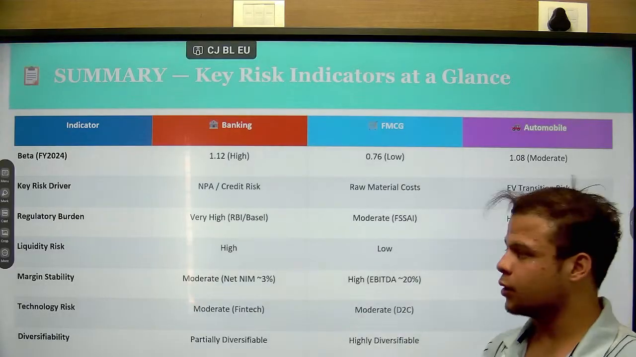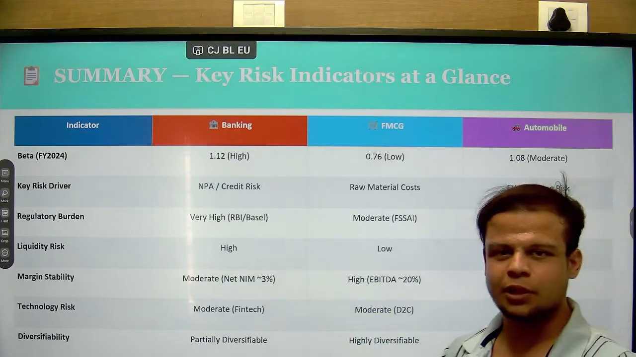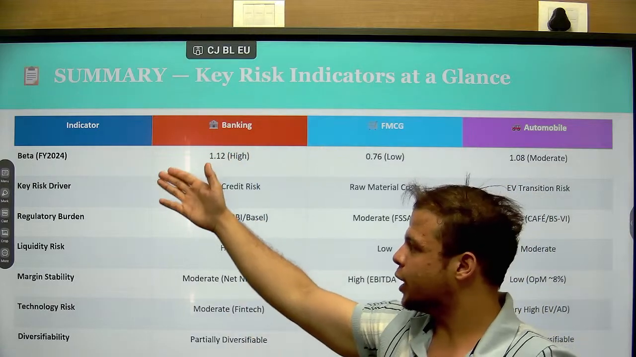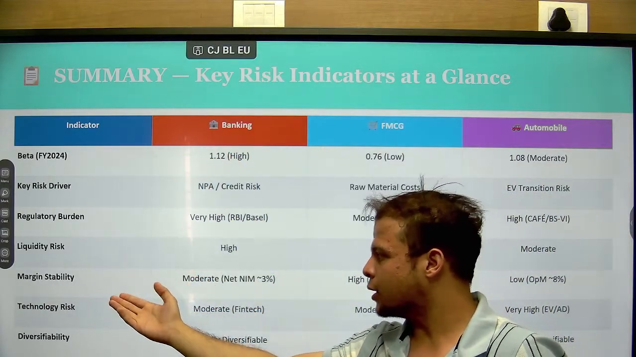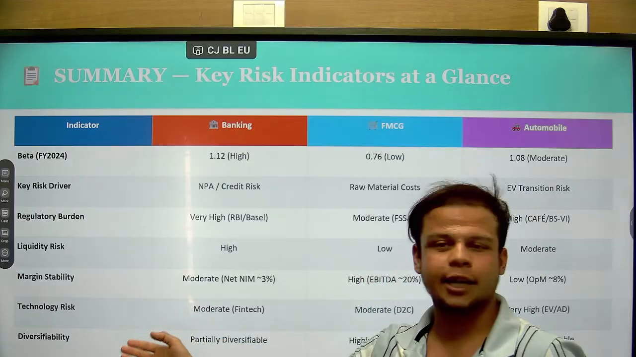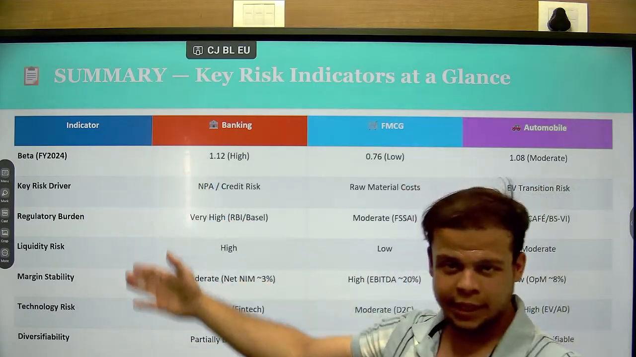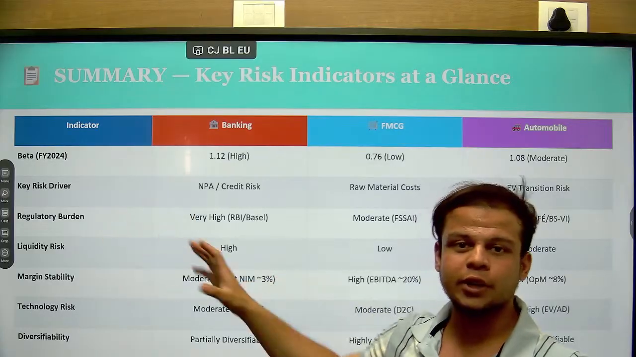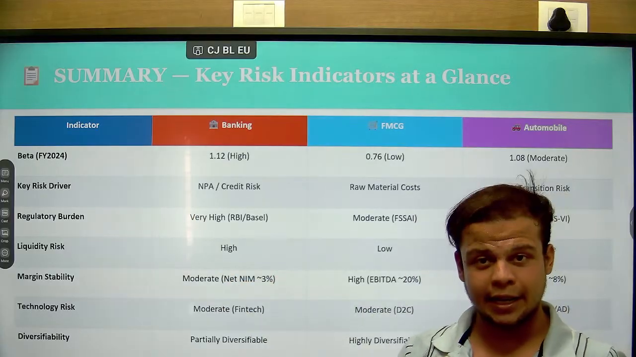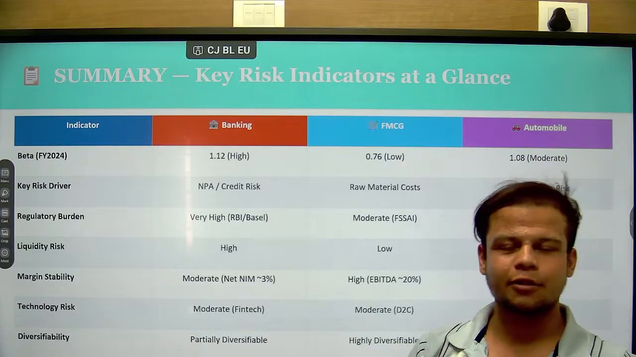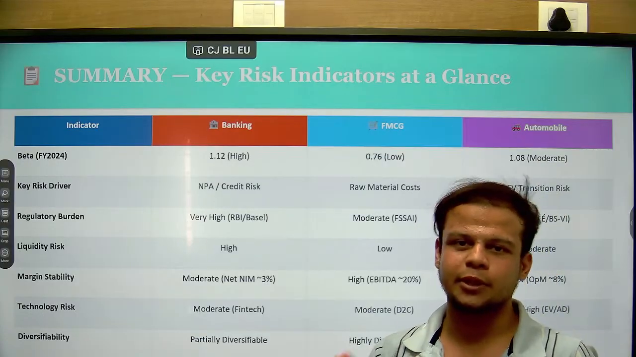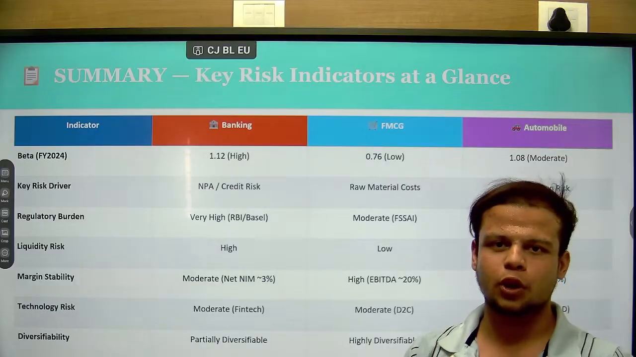Last but not the least, here we can see beta and key risk drivers: regulatory burden, liquidity risk, margin stability, technological risk, and diversification. These are some of the indicators. When we go through them, we can shortlist or identify some of the risks that can be mitigated, and those which cannot be eliminated completely could be avoided to a certain small extent.